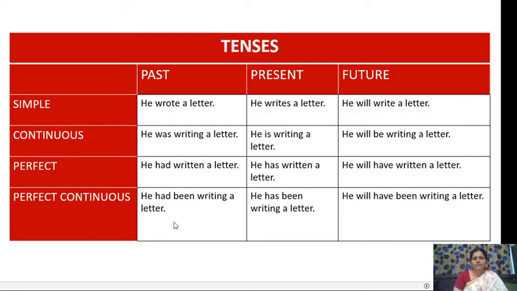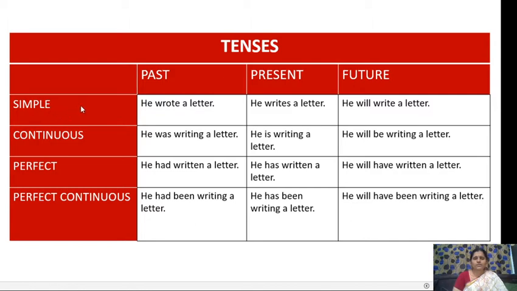Past perfect continuous: he had been writing a letter. He has been writing a letter. It is in present perfect continuous. He will have been writing a letter. It is in future perfect continuous. Of course, we are going to deal with these things in depth in the coming slides. Just to give an overview of the forms of these tenses, I have taken one single example and the same sentence I have written in different forms of tenses. And let us take one by one.